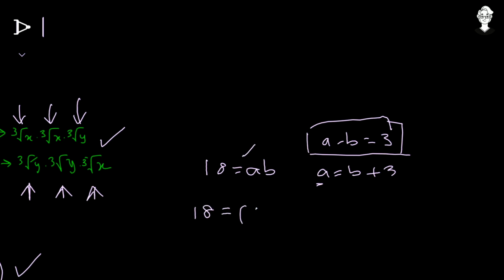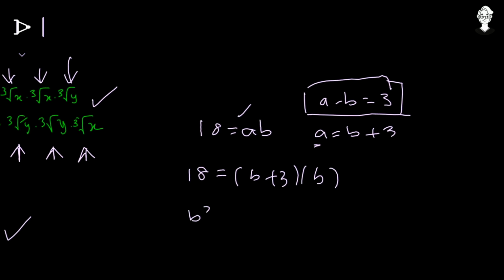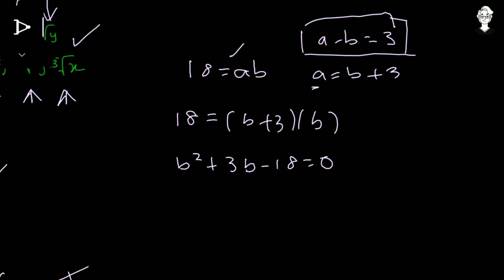So 18 is equal to b plus 3 into b. Opening the bracket, b square plus 3 times b minus 18 is equal to 0. It's a normal quadratic equation, and we can just simplify it. We need factors of 18, and in the middle it's 3.